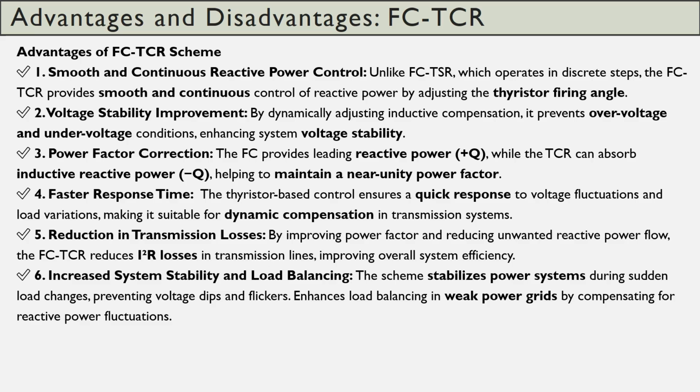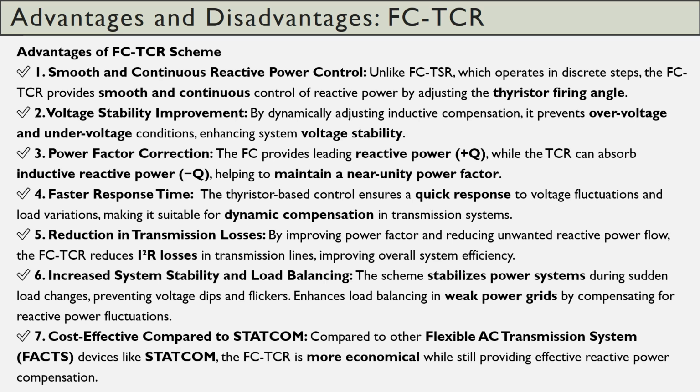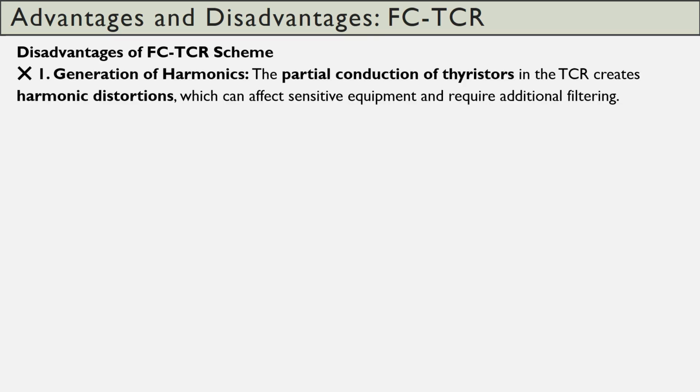Hence, the transient stability enhancement is there. Especially in case of weak grid, it provides compensation against the reactive power fluctuation. It is cost effective as compared to StatCom. The StatCom is very costly as compared to the FCTCR scheme. But there are some disadvantages also. The disadvantage is generation of harmonics.